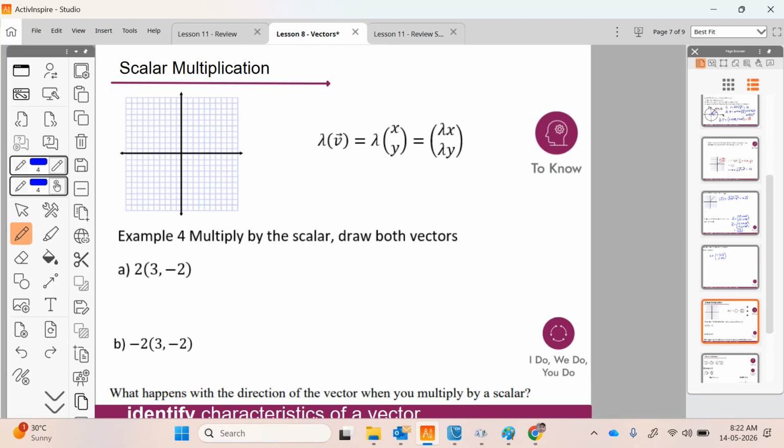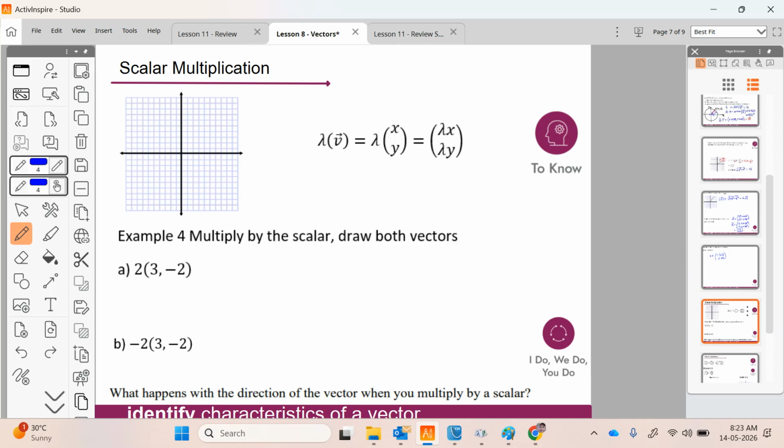Often we use lambda for our constants. You know how in math we often like to use certain variables for specific reasons. We tend to use theta for an angle. So when it comes to vectors, we tend to use lambda for a scalar. So if we're multiplying a vector by a scalar, we simply multiply each component by that scalar. As this example is shown here, in example 4, let's have a go at drawing them.